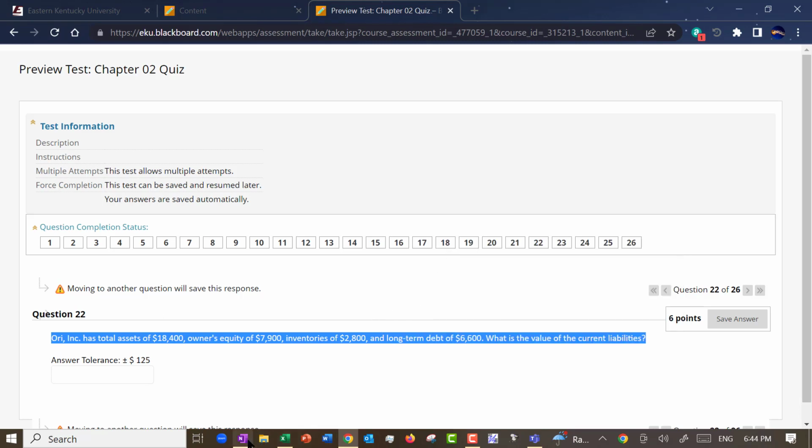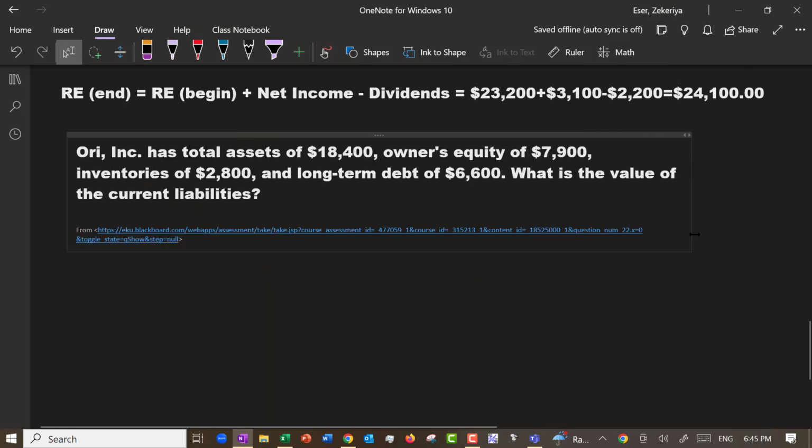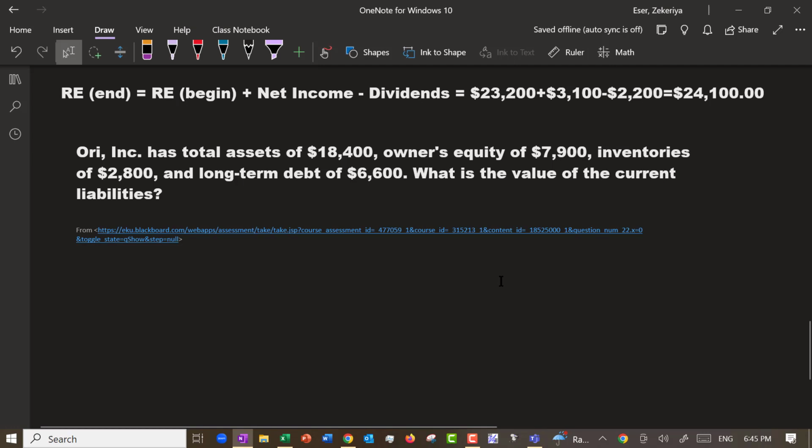Let's copy this one. We're looking for current liabilities, okay? Now, what do we have? We have total assets, owner's equity, inventories, and long-term debt. What's the value of current liabilities? So what is something that we learned until now that involves current liabilities? Think about an equation or a formula.